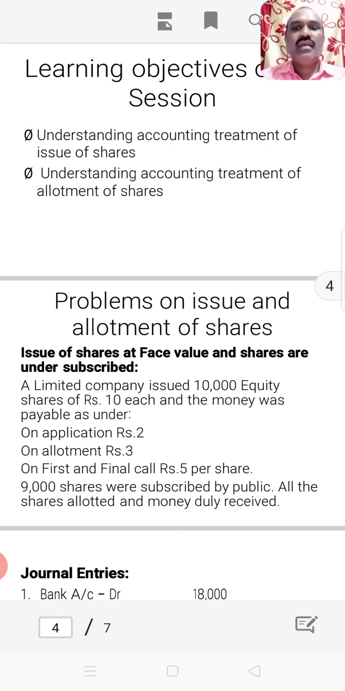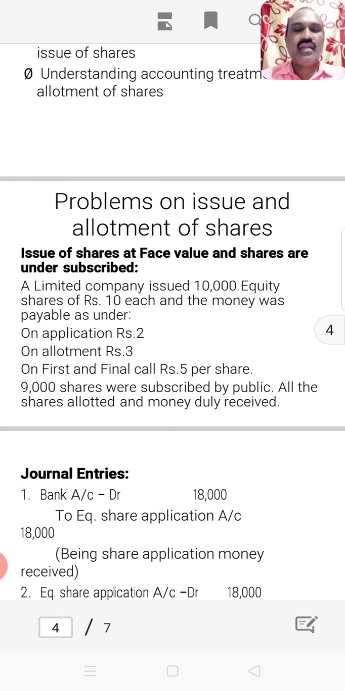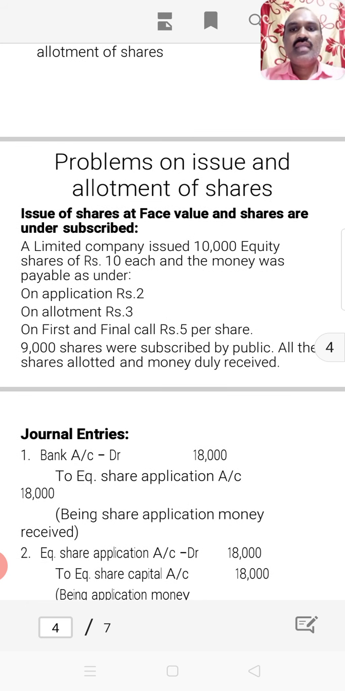To start with the simple problem on issue of shares and allotment of shares, the problem goes like this. Here, issue of shares at face value. Assume that the company is going to issue shares at face value and the shares are undersubscribed. Fewer shares are subscribed by the public out of the shares issued by the company.